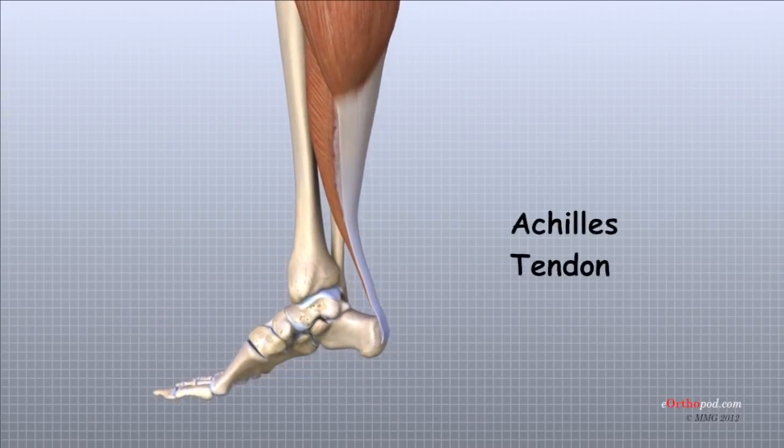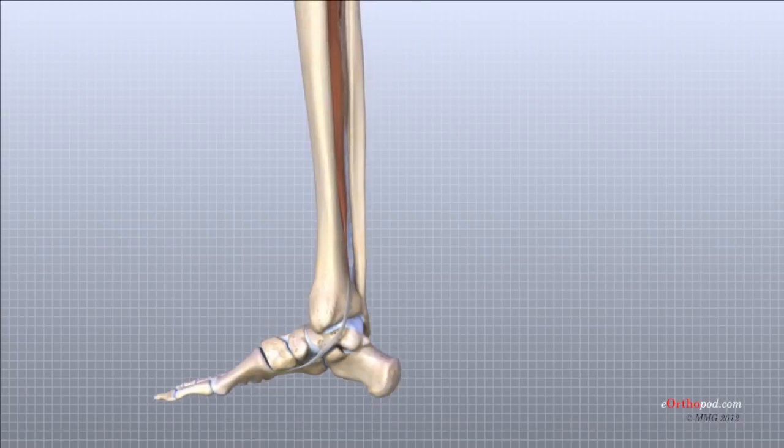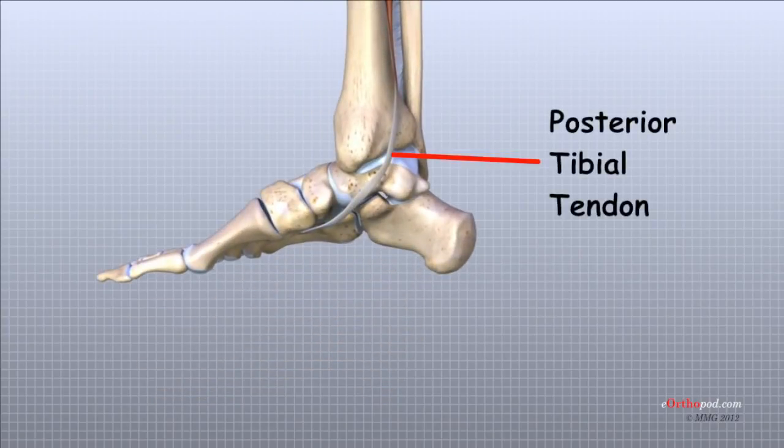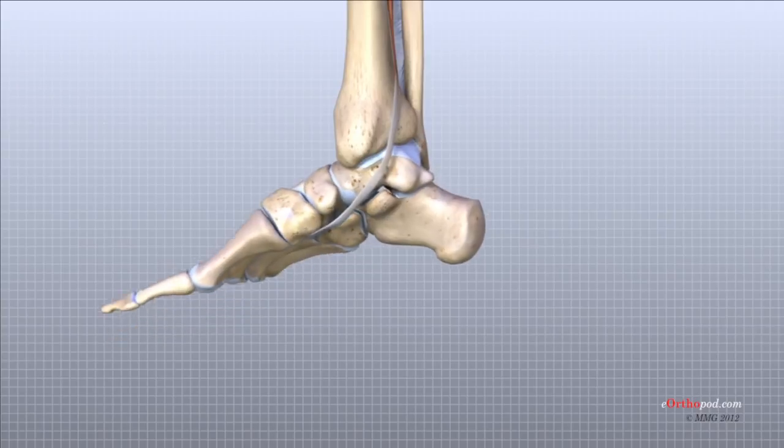The large Achilles tendon is the most important tendon for walking, running, and jumping. It attaches the calf muscles to the heel bone to allow us to raise up on our toes. The posterior tibial tendon attaches one of the smaller muscles of the calf to the underside of the foot. This tendon helps support the arch and allows us to turn the foot inward.